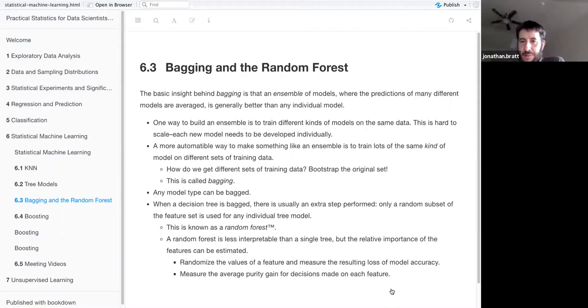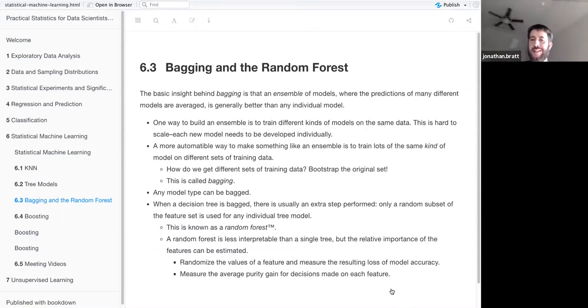A different way to make an ensemble, or something like an ensemble, is to train the same kind of model, but just lots of them. Now, I can't just train the same kind of model on the same training data, or my ensemble's full of clones, and that doesn't do me any good at all. So to get different models, we need different sets of training data. I'm training a bunch of tree models, but to make sure they're different, I have to give them different sets of data.